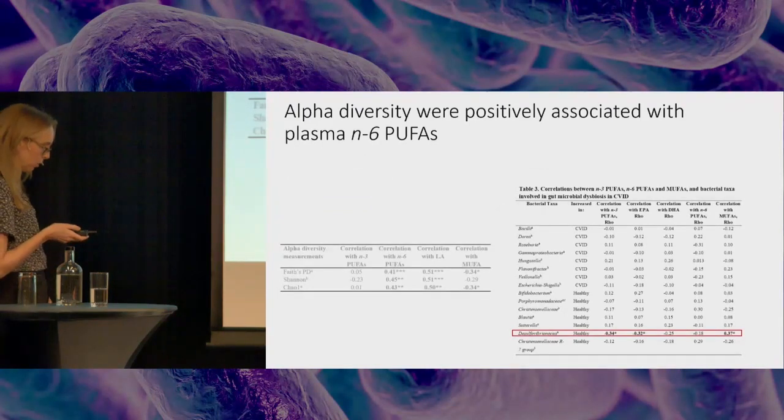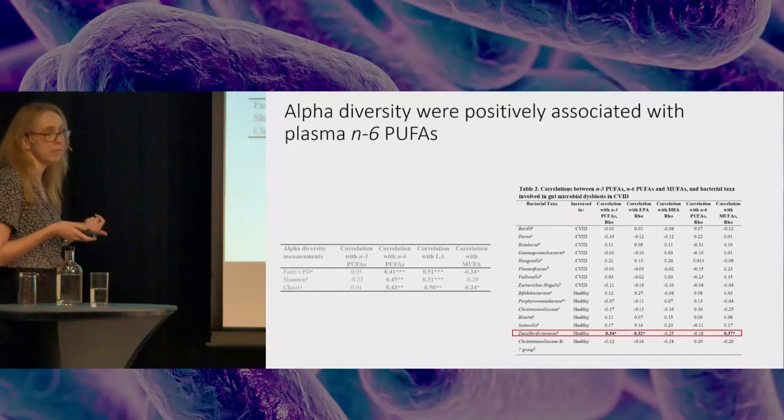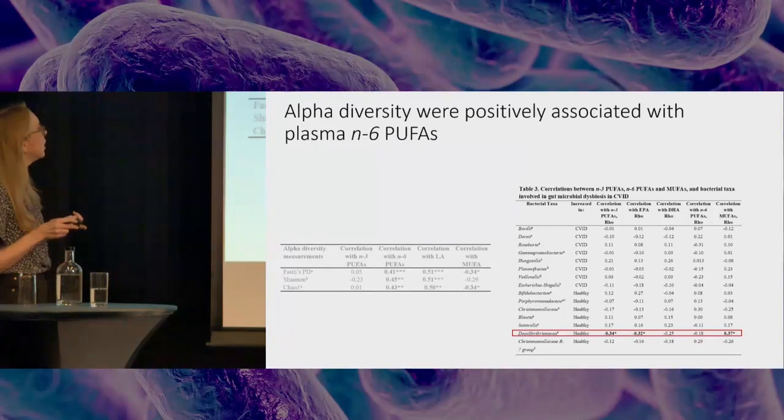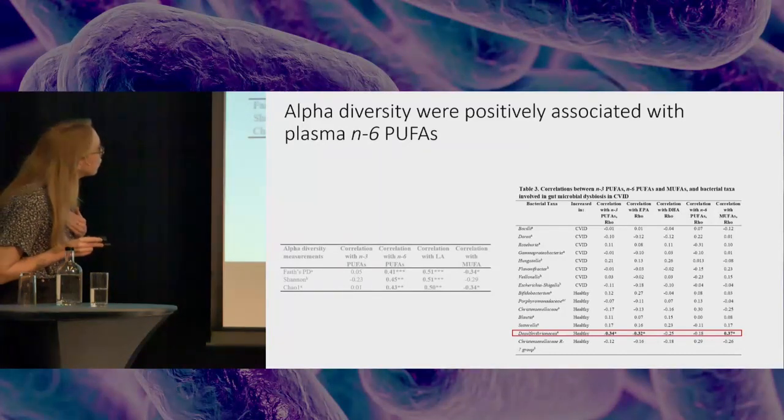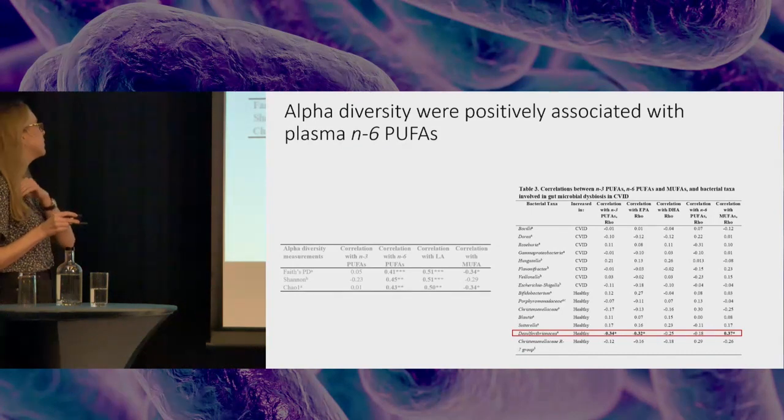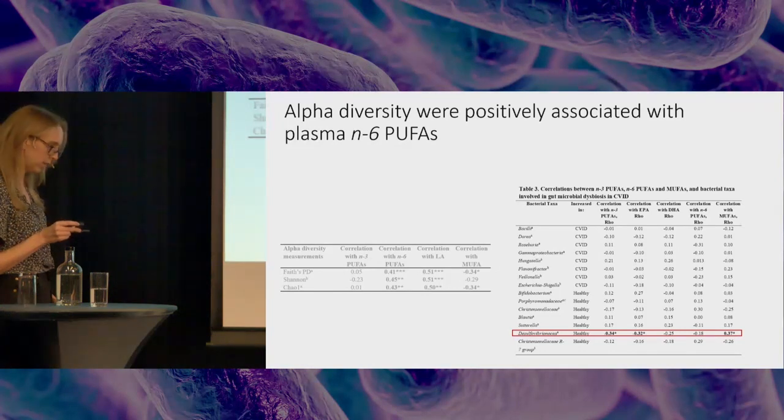And furthermore, we looked at the 15 specific taxa that we previously have shown are different between CVID and healthy, but apart from the Desulfovibrionaceae, which we know is decreased in CVID and correlated negatively with some of the omega-3, we didn't find any significant correlation.